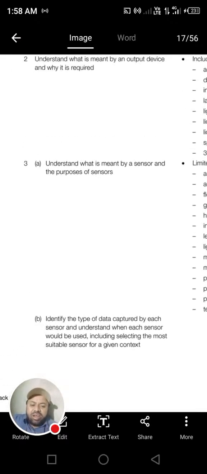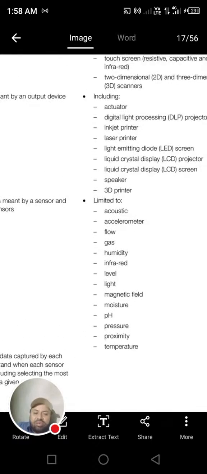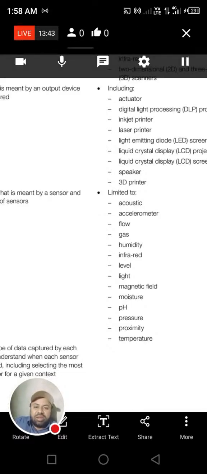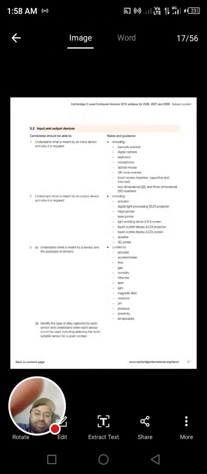Identify the type of data captured by each sensor, understand when each sensor would be used, and select the most suitable sensor for a given context. In this way, we will see the purpose of each sensor as well.